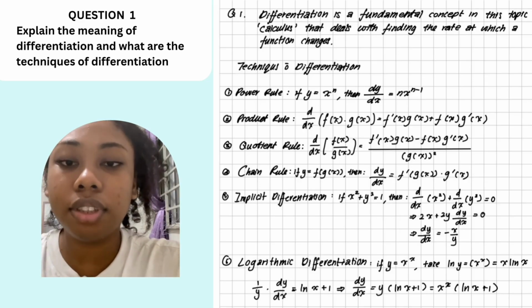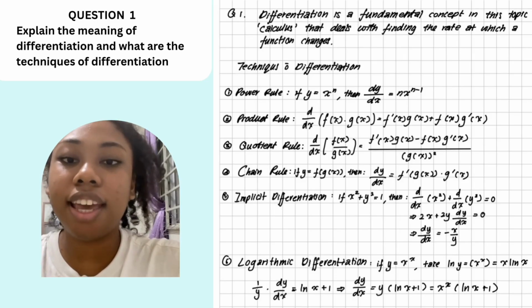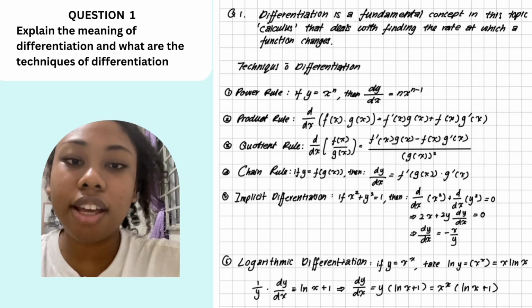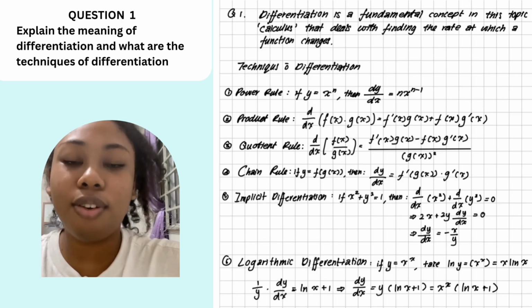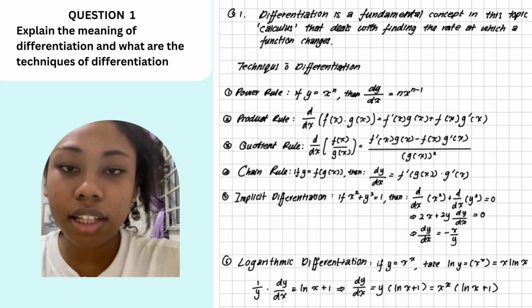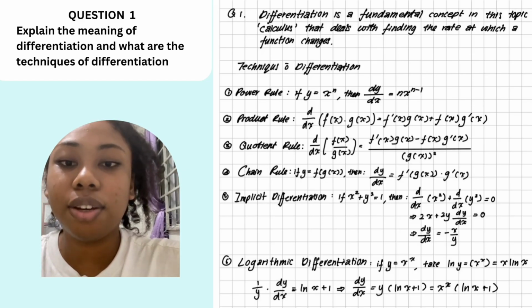d/dx (x^2) + d/dx (y^2) = 0, then 2x + 2y dy/dx = 0, which means dy/dx = -x/y. The last technique is logarithmic differentiation.